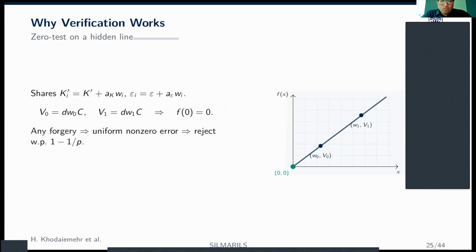And somebody may ask why that accept rule is correct. So the answer is very simple. An honest signature places V0 and V1 on a hidden line through the origin. And Shamir reconstruction is essentially testing whether f of 0 is equal to 0. So this is a very simple idea for checking the verification. And here, any forgery will be distributed as a uniform random variable, and it will be rejected with probability 1 minus 1 over p. So it indicates that the probability of acceptance of a forgery in this scheme is 1 over p, which is negligible.